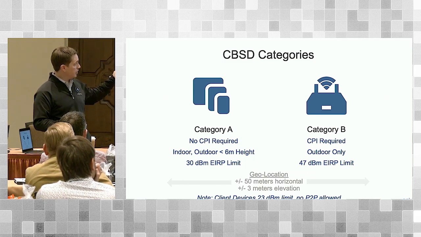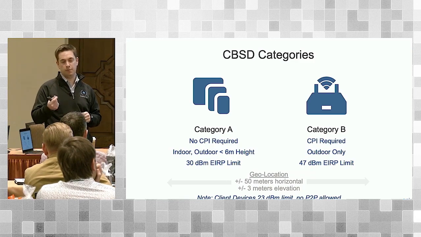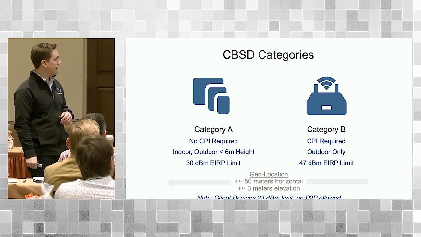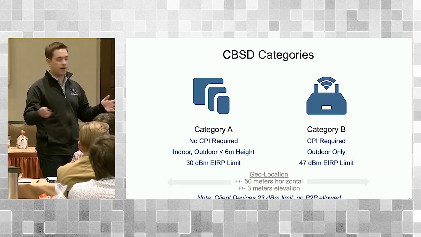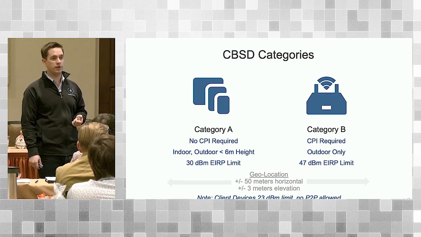And then geolocation capabilities. Again, especially for outdoors, you have to put in the GPS location, or it has to dynamically register with the SAS. It has to be plus or minus 50 meters in the horizontal and plus or minus 3 meters in elevation. That's the accuracy requirement that it has to be able to achieve to integrate with the SAS and determine its location.